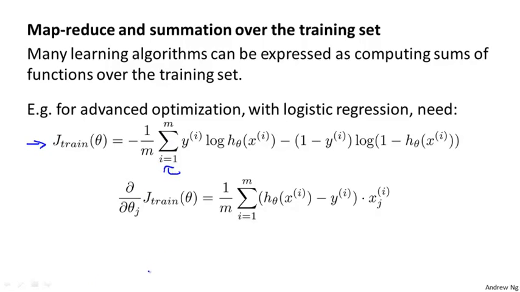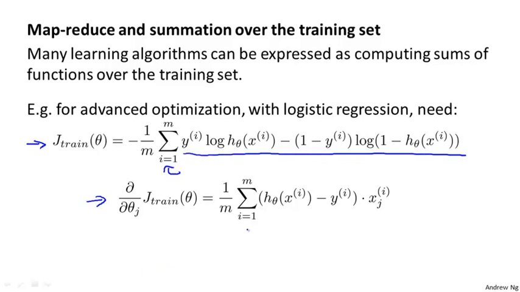And so if you're parallelizing over 10 machines, you would split up the training set onto 10 machines and have each of the 10 machines compute the sum of this quantity over just 1/10 of the training data. Then the other thing that the advanced optimization algorithms need is a routine to compute these partial derivative terms.